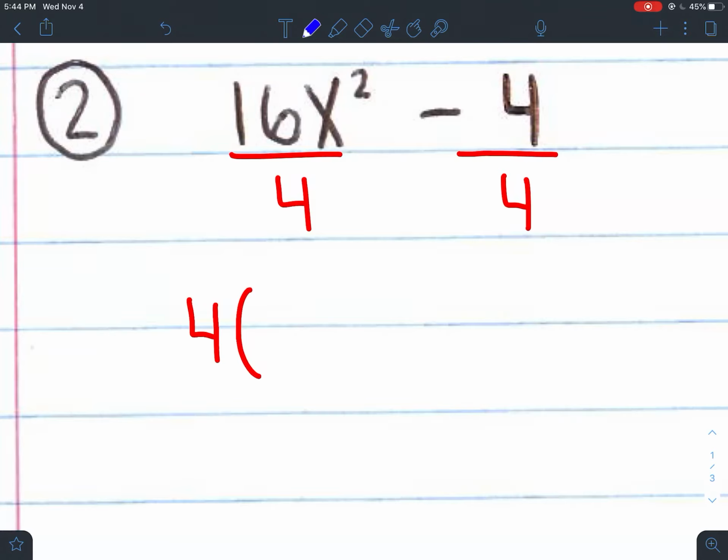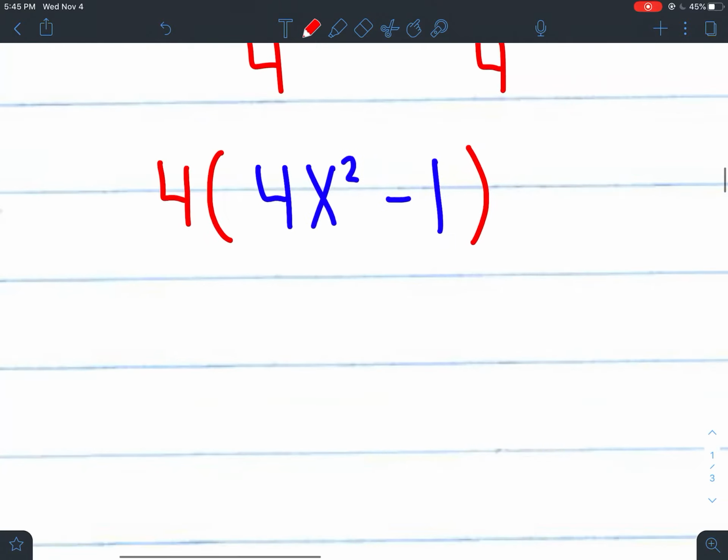So you have 16 divided by 4 is 4, and you have the x squared still. And again, you couldn't have factored out any x's because that 4 doesn't have any. And then you have negative 4 divided by 4, which is negative 1. Yes, you have to write the 1 there, because there's nothing attached to it. The only time you don't have to write a 1 is if there's a variable there. There's no variable here, so you have to write the 1.